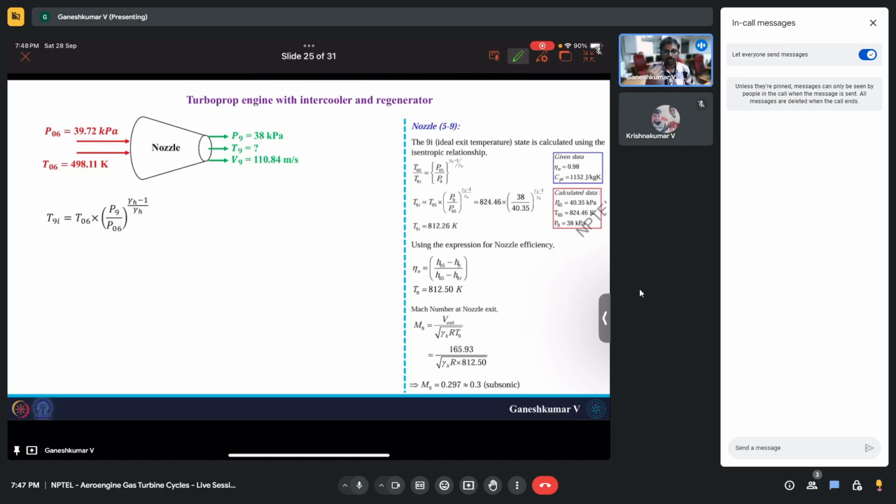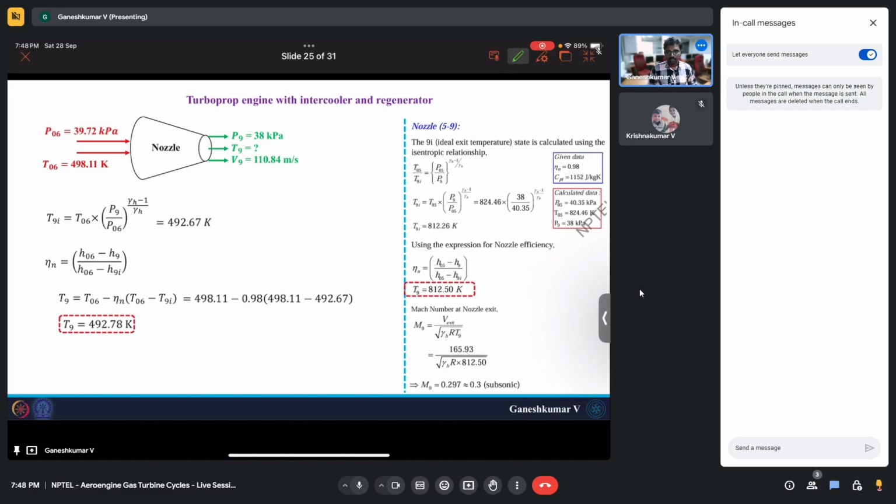Now, we should also find the temperature at the exit of the nozzle in order to find the Mach number at the nozzle exit. So that you can find out if it is ideal expansion, you will end up having a temperature at the exit of the nozzle to be 492.667 Kelvin. However, nozzle has some efficiency of, I guess, around 98%. So if you do that calculation, you will end up having temperature at the exit of the nozzle to be 492.78 Kelvin. So that's going to be a little higher than the isentropic expansion. And that is very less compared to what we got in the lectures, which was 812.5 Kelvin.